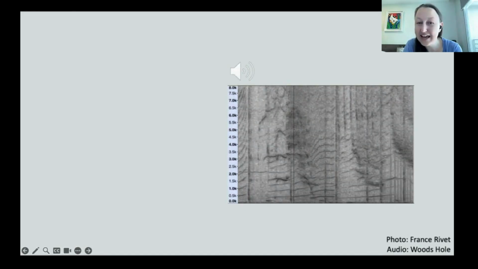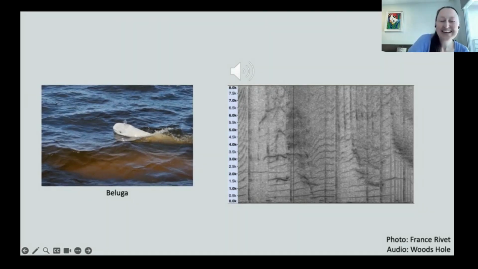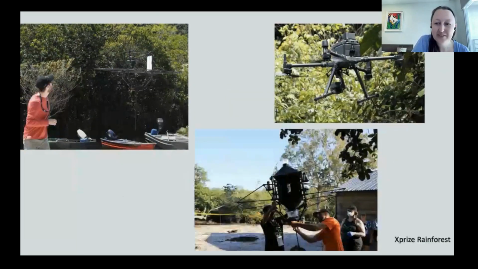So that is a beluga whale. So there's a really wide variety of animals that we can understand acoustically, including ones that we can't hear ourselves, like bats, which call in the ultrasonic, but we have ultrasonic recorders that can hear them.